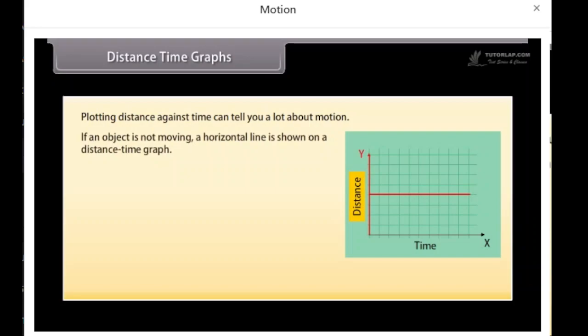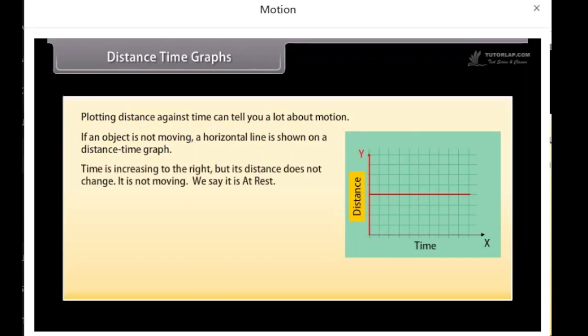If an object is not moving, a horizontal line is shown on a distance time graph. We can see that the time is increasing to the right, but its distance does not change. It is not moving. We say it is at rest.